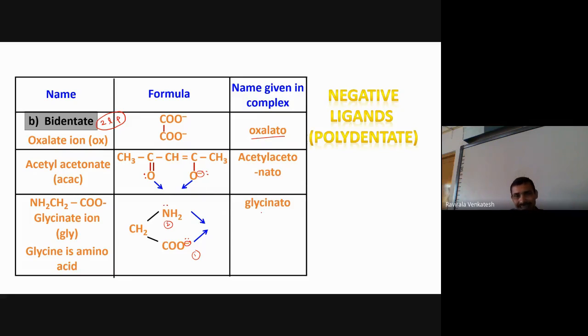The name you are calling is glycinate, or GLY. Generally, instead of writing the whole formula like this, simply you can write GLY. When you write it like this, nickel with GLY taken 3 times. GLY means glycinate. Instead of writing everything, we can write GLY. The formula also we can write in this form.